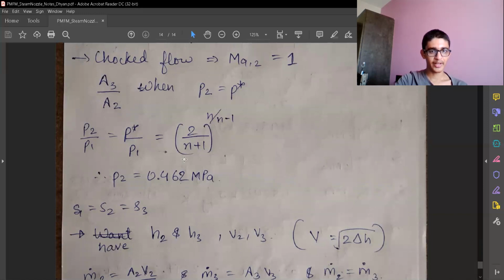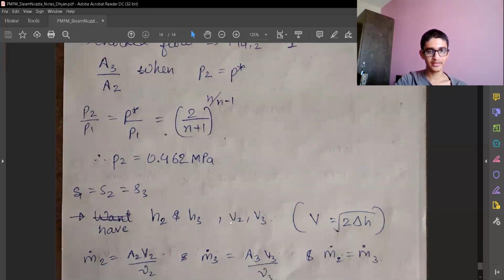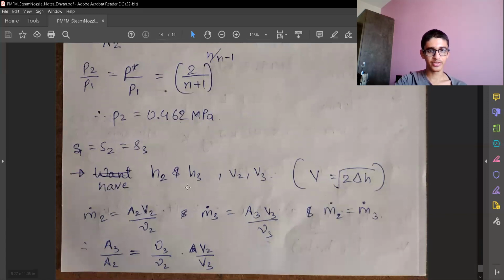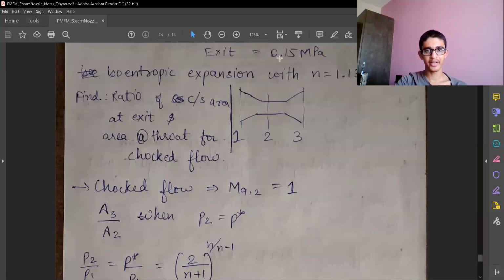We use the isentropic expansion relation to find enthalpies and velocities directly, and using the enthalpies and velocities, we know that the mass flow rate is going to remain constant because that's the condition for choked flow. Once we have reached Mach number equal to 1, my velocity is not going to increase. So I can directly have the relation with respect to areas in terms of velocities and specific volume, and I can get specific volume from the inlet and exit pressures.